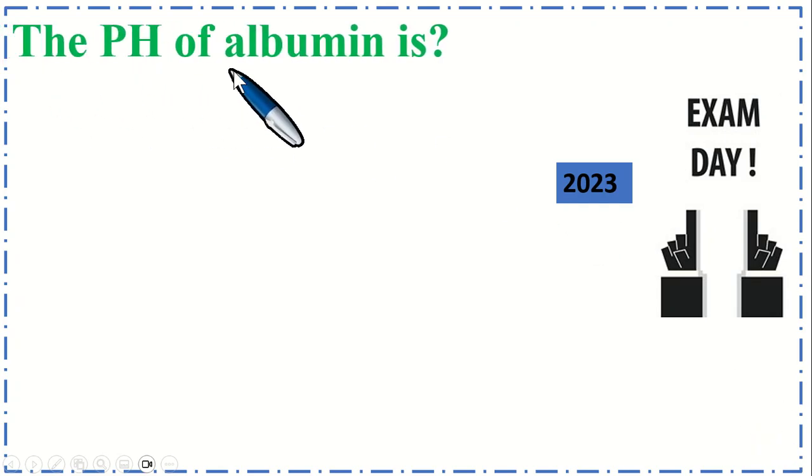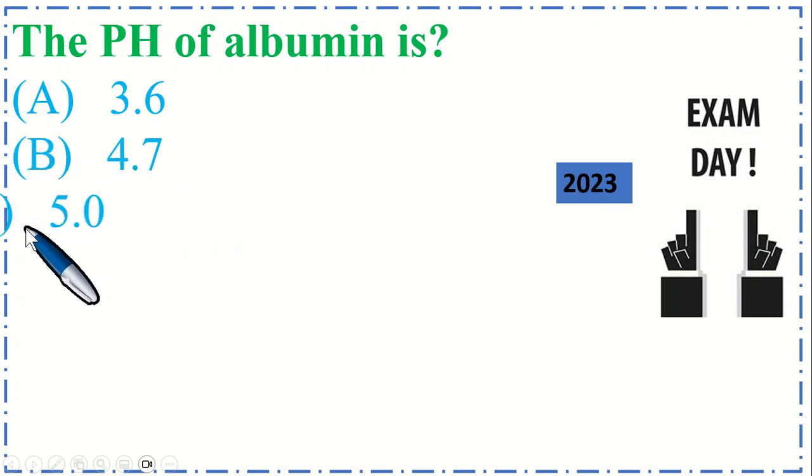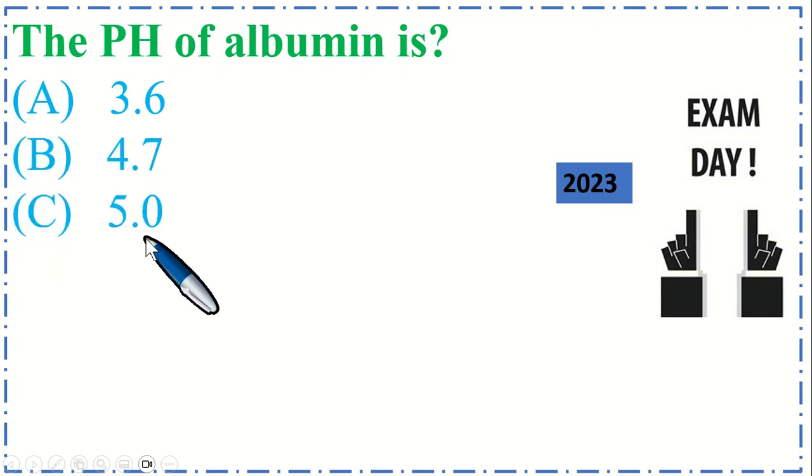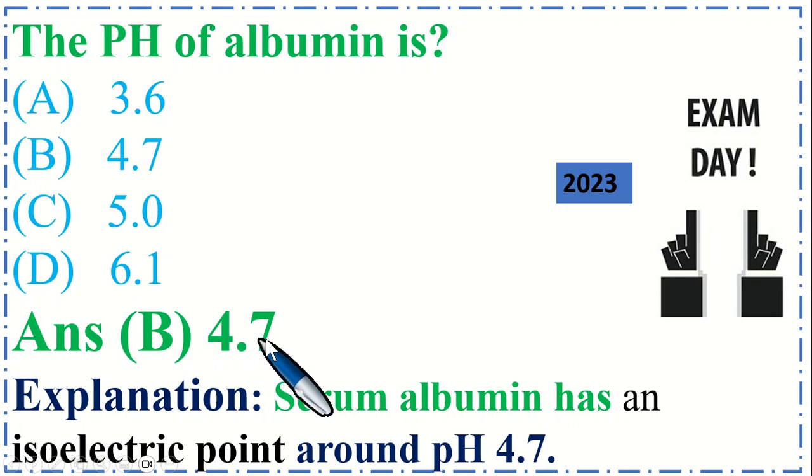The isoelectric pH of albumin is option A, 3.6; B, 4.7; C, 5.0; and option D, 6.1. So the correct option is B, 4.7. Serum albumin has an isoelectric point around 4.7 pH.